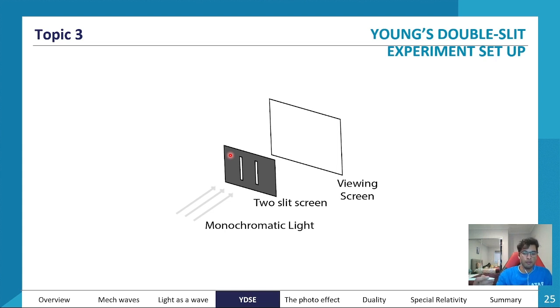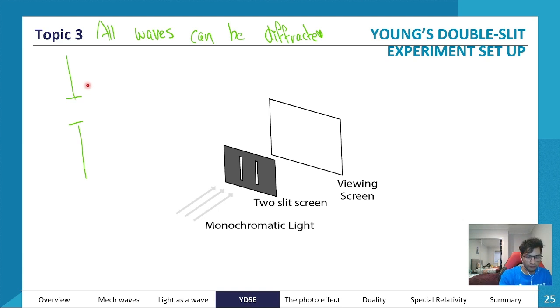Cool. If you remember from a few slides ago, I told you that all waves can be diffracted. I just want you to keep that in the back of your mind for the next few minutes. Going back to the original diffraction of waves, this is what it looks like. We have a setup with a water wave, any wave, going like this. When it hits the barrier, it spreads out in this sort of fan shape. That's what's happening.